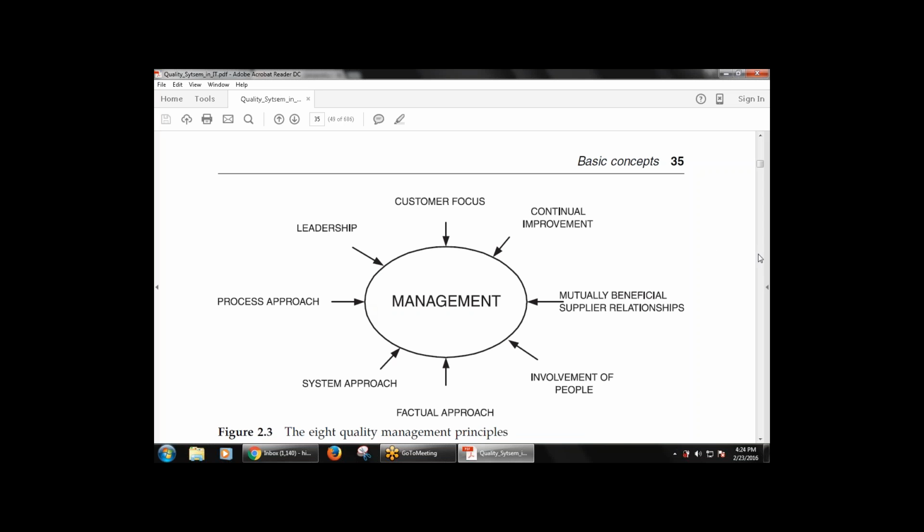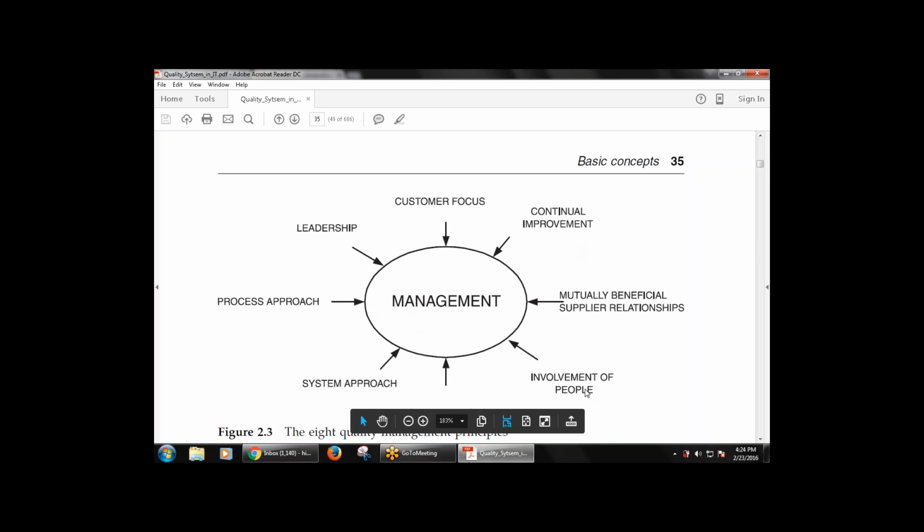So these are the eight quality management principles. First is leadership. Then customer focus. Then continual improvement. Then mutually beneficial supplier relationships. Then involvement of people.